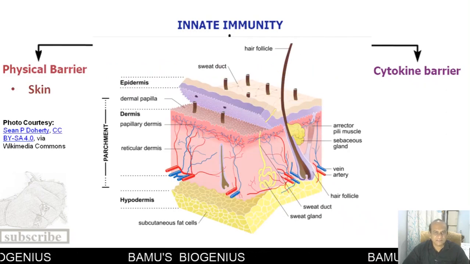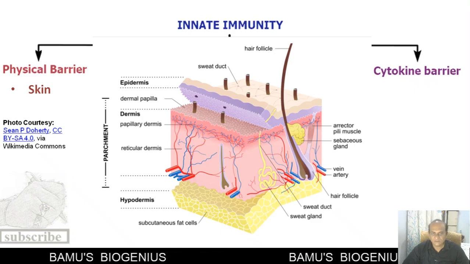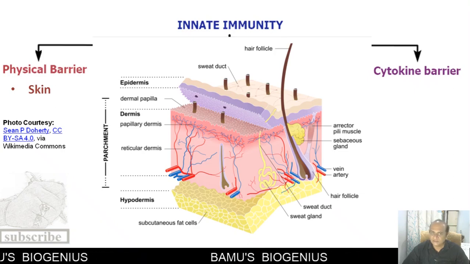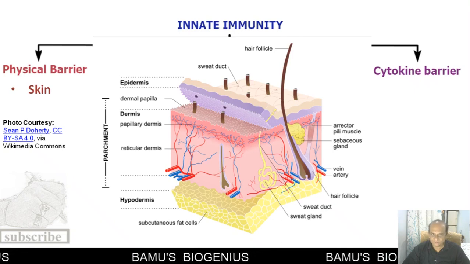You can see here that skin is made up of three different layers: epidermis, dermis, and hypodermis. The surface of the epidermis is very special because it is made up of epithelial cell layers, and these epithelial cell layers are joined together by tight junctions, which do not allow any kind of microbes to enter inside.